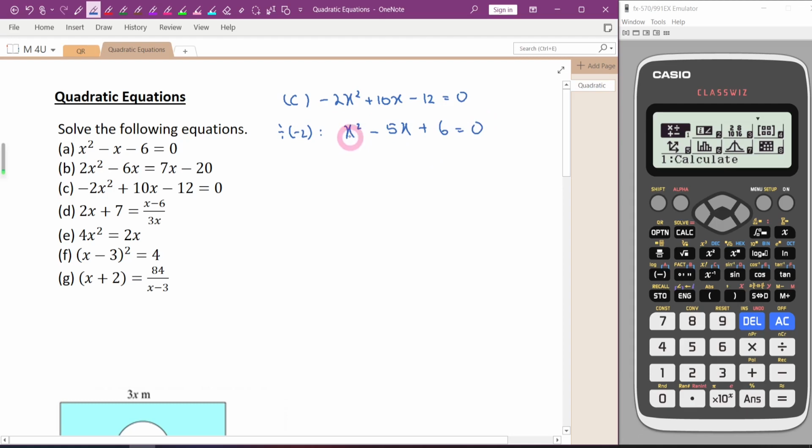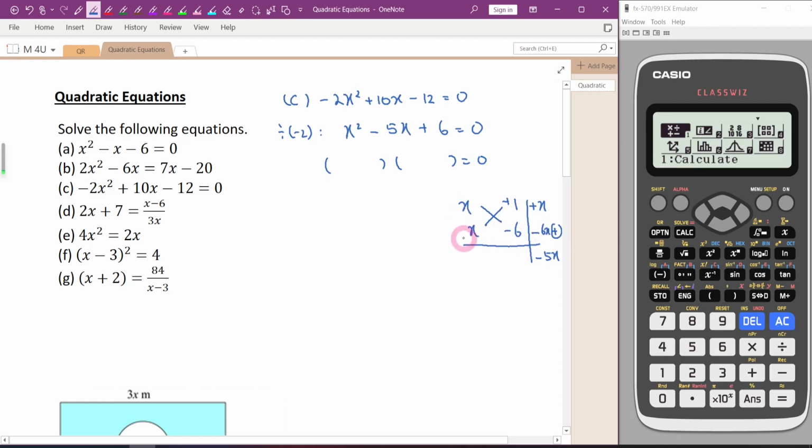Now you will notice that the numbers become smaller. It's actually easier for us to do the factorization. x times x gives us x squared. So here I'm going to use 1 times 6. This is 1x, this is 6x. These two terms added together must be equal to -5. Therefore, I put a negative sign over here and this is positive. So these two added together will give us -5x. Positive copy, negative copy.